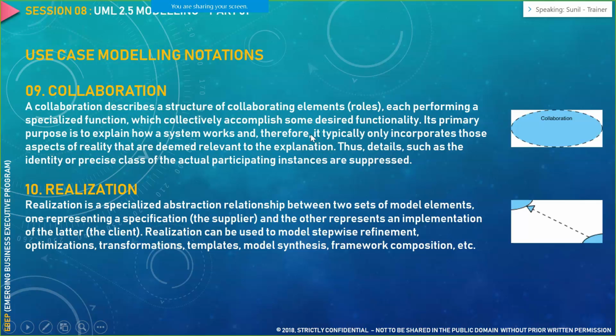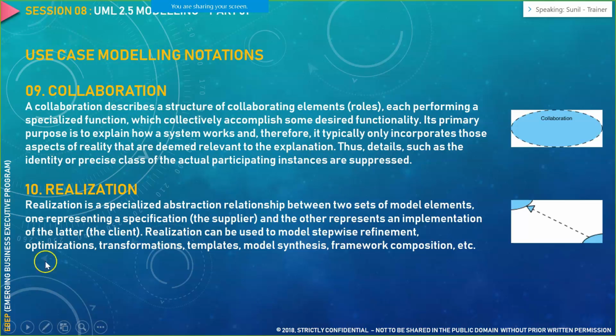It describes the structure of collaboration element roles, each performing a specialized function which collectively accomplish some desired functionality. Its primary purpose is to explain how a system works, and therefore it typically only incorporates those aspects of reality that are deemed relevant to the explanation, such as the identity or precise class of the actual participating instances are supported. So if there are specific cases wherein you have 2-3 use cases or roles which need to be collected together, you would be using collaboration.